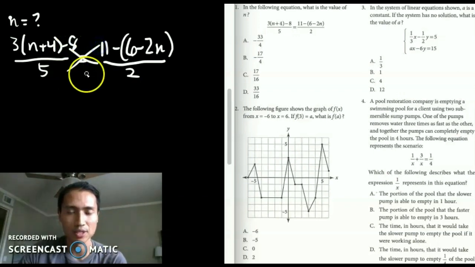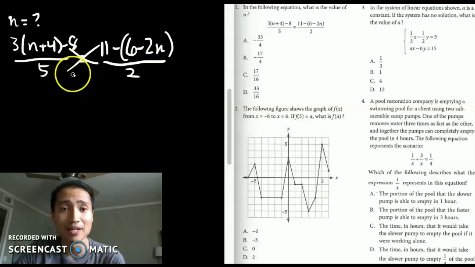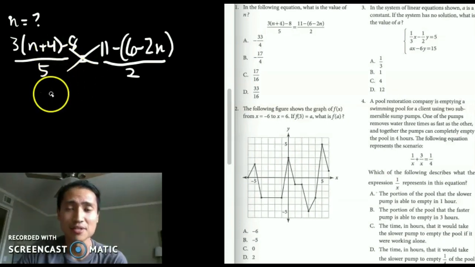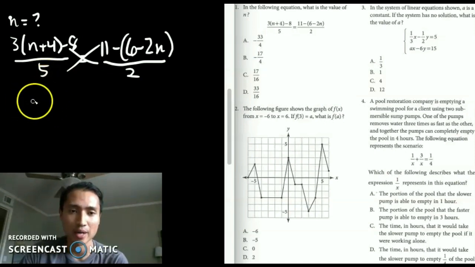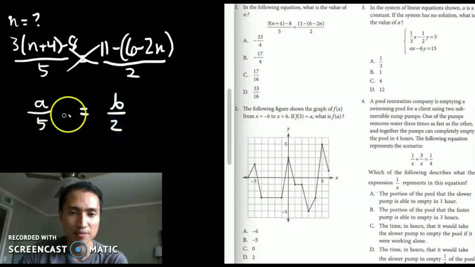So what we're going to do is something called cross multiply. Essentially, this is a shortcut for saying, hey, we're going to find the common denominator, and then simplify this so that we're no longer looking at a fraction. So basically this would be a over 5 equals b over 2, and we're saying, hey, we want this to be something over 10 equals something over 10, right?